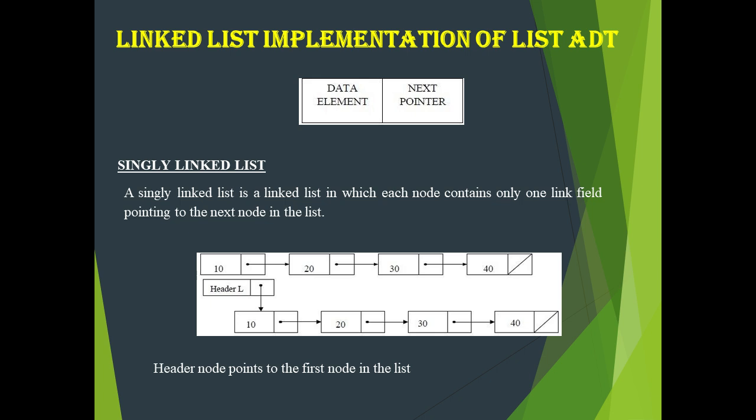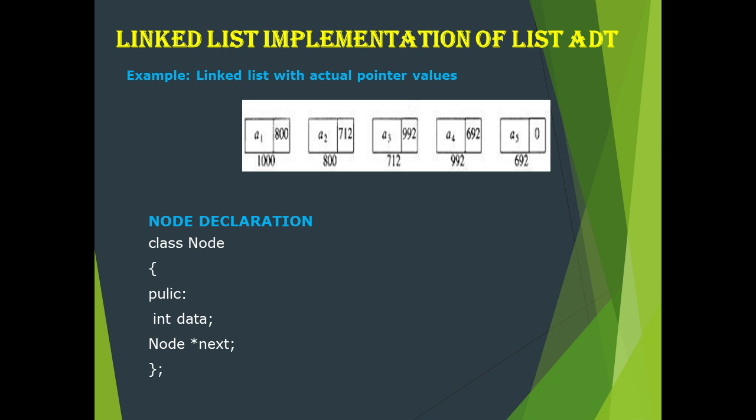Consider an example. The first node contains the data part as 10, the second node 20, then 30, 40, where 40 is the last node which does not contain any next node, so it is null. In another example, consider that 1000 is the first node. It contains the data. The node at address 720 contains the data A3 and the next pointer contains the address 992, which points to the address 992.